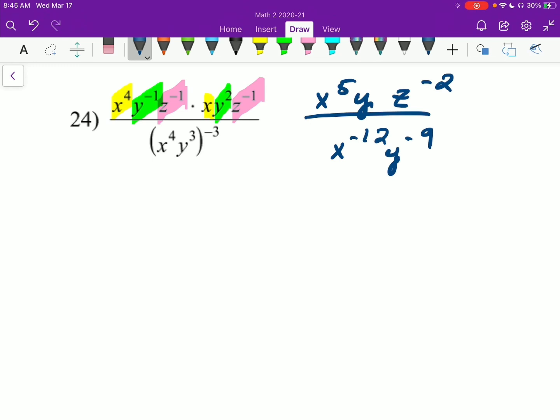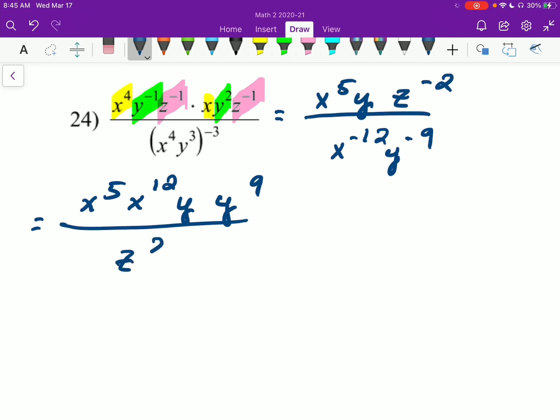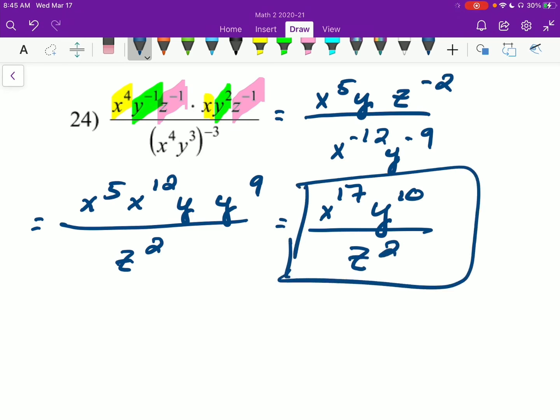Now I need to make all my exponents positive, so I'll have x to the 5th, x to the 12th, y, and then y to the 9th. And on bottom, I'll have a z squared. Lastly, I'll put my x's together to be an x to the 17th, my y's together to be a y to the 10th, and my z squared again. And there we are.